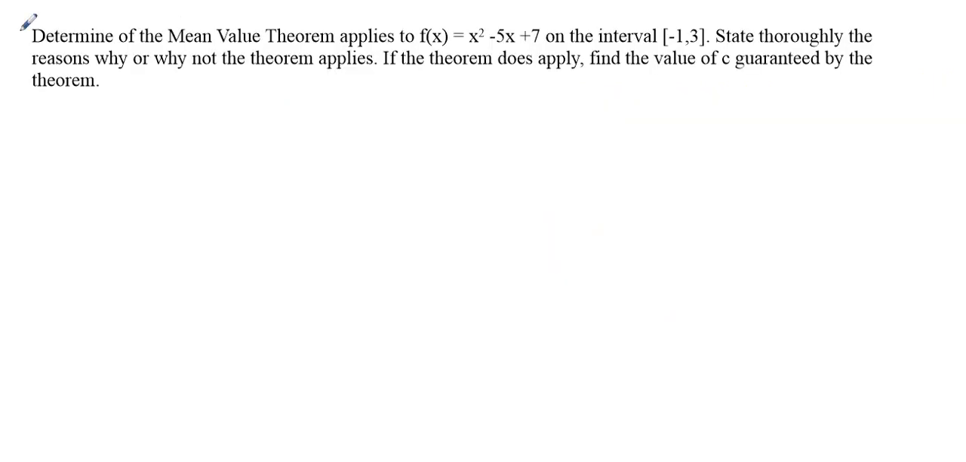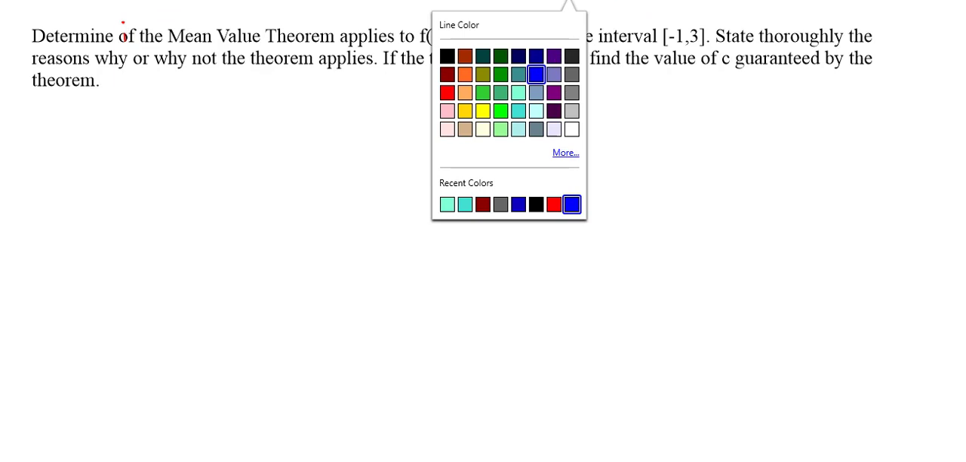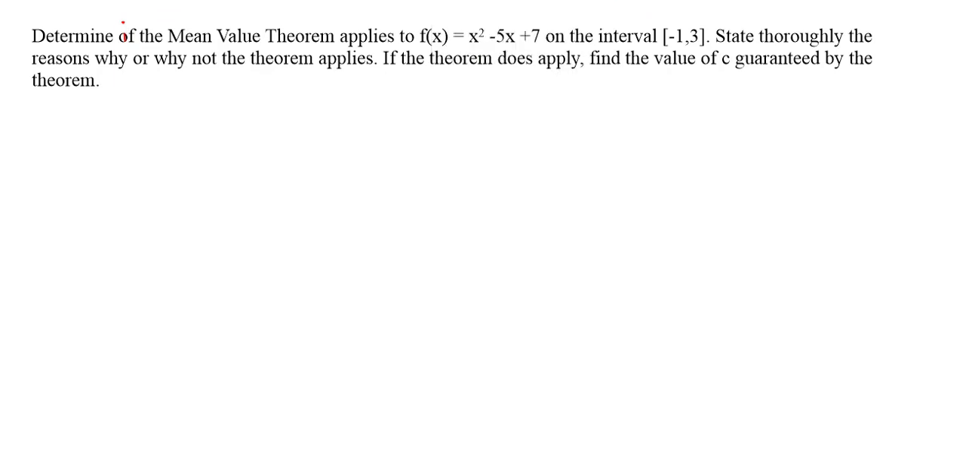Determine if the mean value theorem applies to f of x equals x squared minus 5x plus 7 on the closed interval -1 to 3. State thoroughly the reasons why or why not the theorem applies. If the theorem does apply, find the value of C guaranteed by the theorem. It is extremely important for us to state that those two qualifiers are true for us to apply the theorem. If we don't, we might get the whole problem wrong. Okay? Keep an eye out for that.